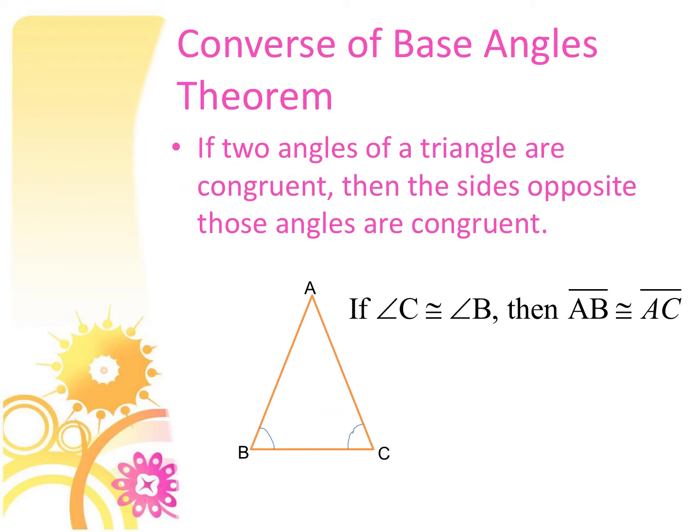The next slide has the converse of the base angles theorem. And if you remember, a converse is where we switch the order of the if-then statement. So the converse of the base angles theorem states that if two angles of a triangle are congruent, then the sides opposite those angles will also be congruent. So here in this picture, we're given that angle C and angle B are congruent. So then I can conclude that the sides opposite to them, so side AB and AC, will also be congruent.